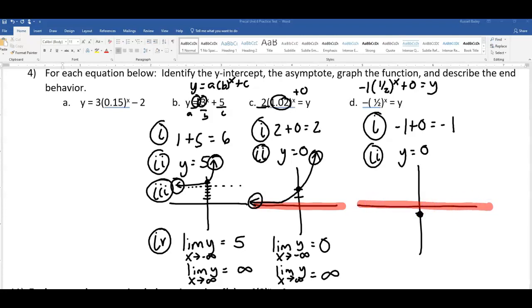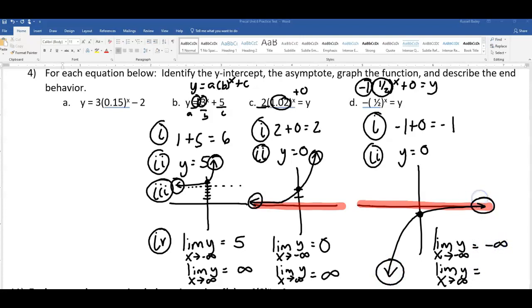And then looking at our chart in lesson 8.3, I've got a negative A value and a B value that is less than 1. And when that happens, it's down on the left and flat on the right in that direction. So to describe the end behavior, on the left side of my graph, we're at negative infinity, and on the right side of my graph, we're at 0.